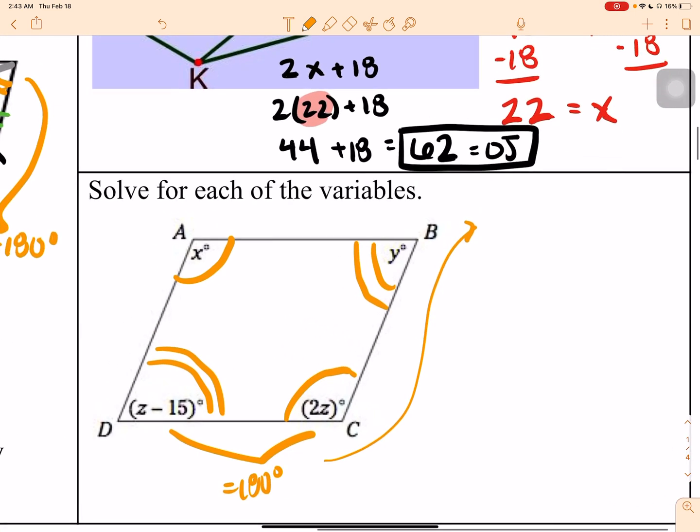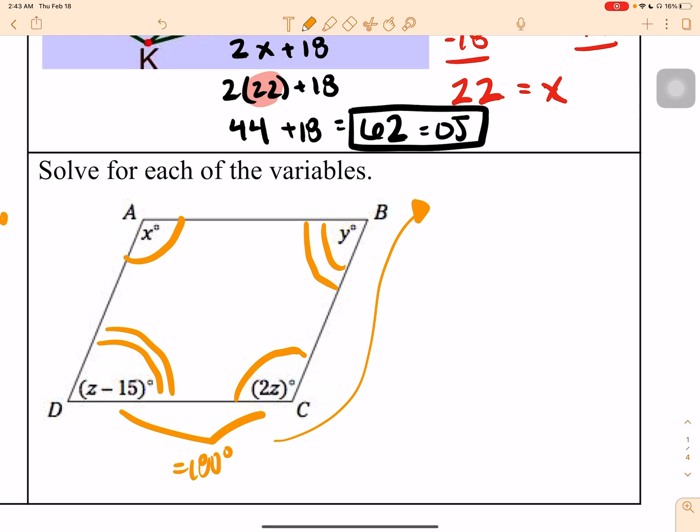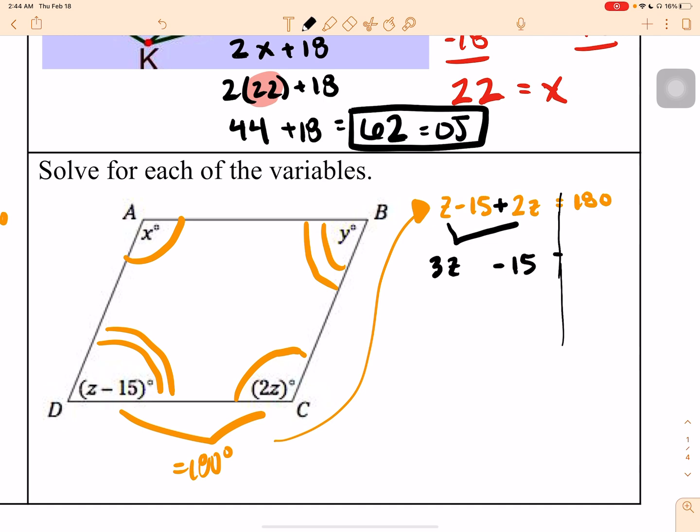I'm going to go ahead and zoom in. So we have z minus 15 plus 2z equals 180 degrees. Those two add together because they are supplementary. So first I'm going to combine like terms. z plus 2z is 3z, minus the 15, still equals 180. So we're going to add 15 to both sides. We get 3z equals 195.